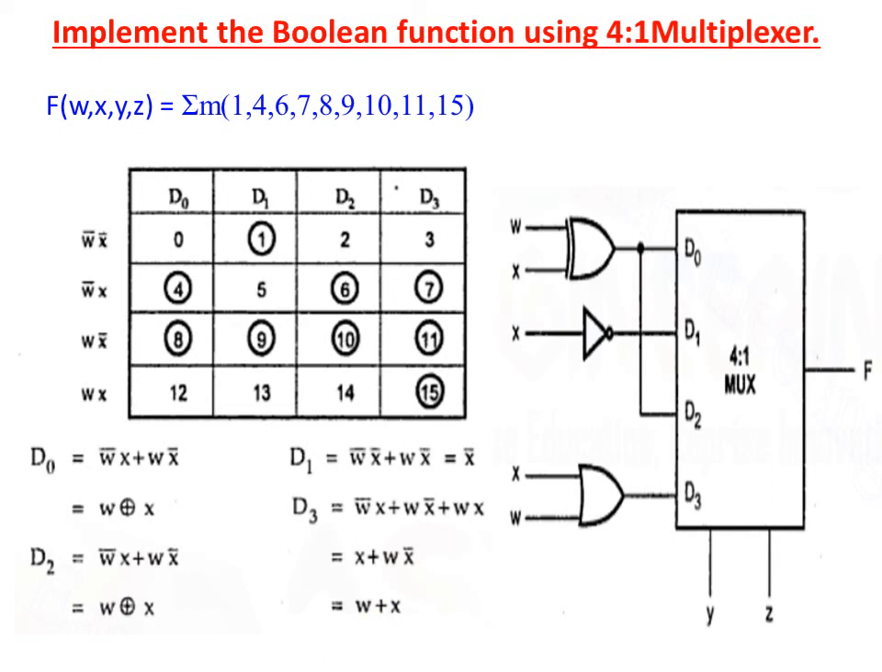Then for D2, these two are grouped. So W bar X plus W X bar is equal to W exclusive-OR X. Then for D1, this cell and this cell are taken. So the answer is X bar. Next for D0, this cell and this cell are taken. So the answer will be W exclusive-OR Y. Now we give the corresponding logic gate outputs as inputs to the multiplexer. So this is the way to implement a 4:1 multiplexer for the 4 variable input conditions.